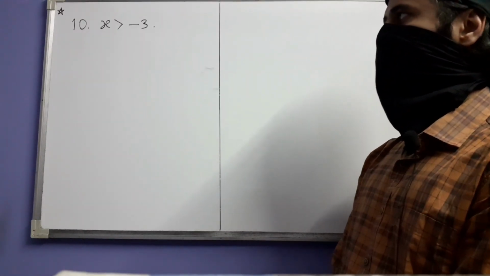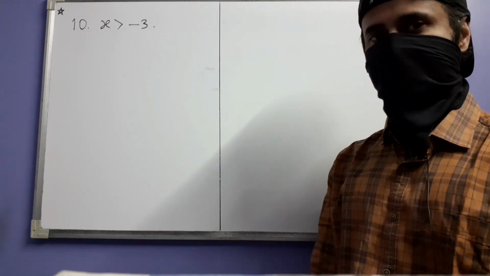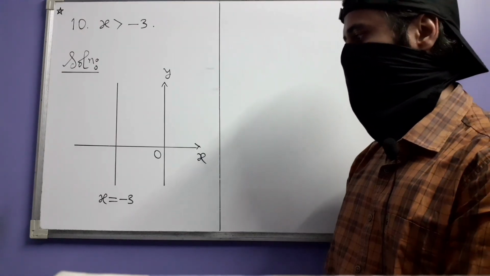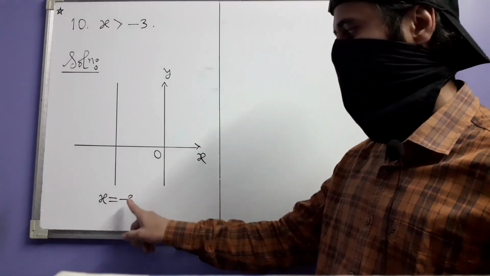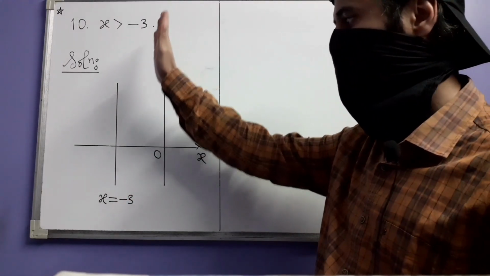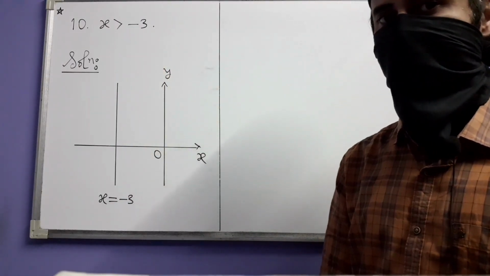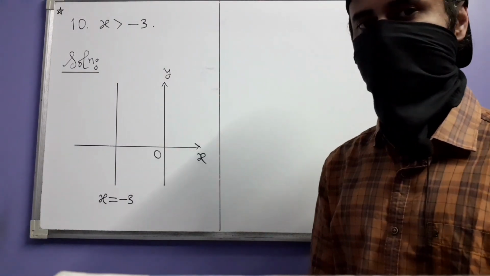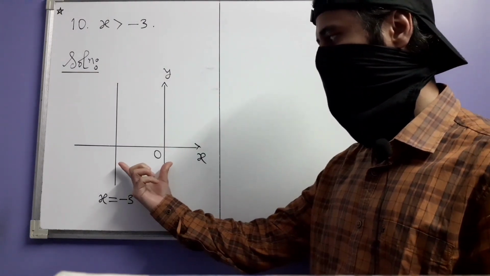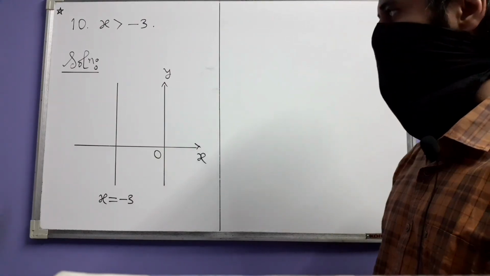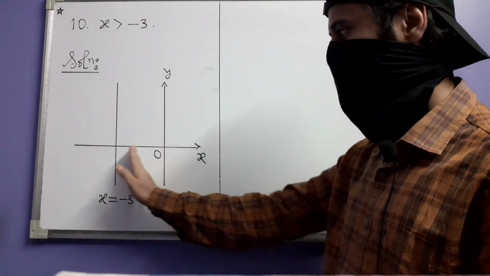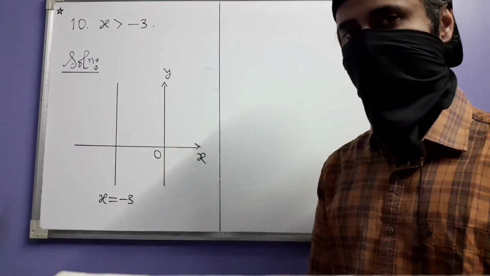And finally we have number 10 where the inequality is x greater than minus 3. For this one, the line x equal to minus 3 is this vertical line. It is that line on which every point has the constant x coordinate minus 3. You do understand that this distance is not minus 3. The distance is 3, but it's on the left side of the y-axis.